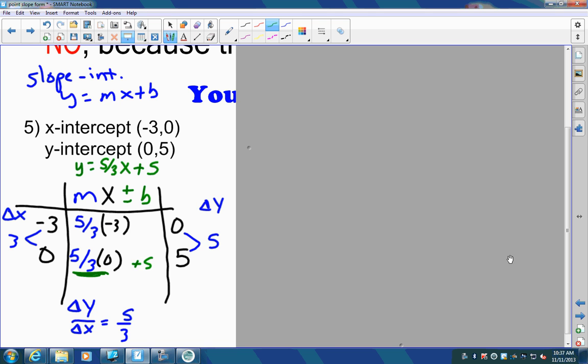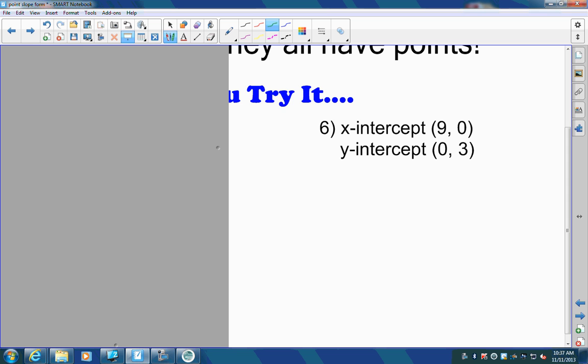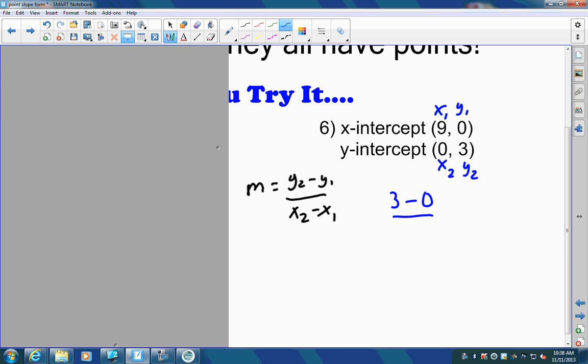You can do them this way, or I can go through here. All I need to do is find my slope. This time, instead of delta y over delta x, I'm going to use a slope formula, which is y2 minus y1 over x2 minus x1. So I'm going to label my points: x1, y1, x2, y2. So I have 3 minus 0 over 0 minus 9. That's 3 over -9. When you reduce it, that's -1/3.